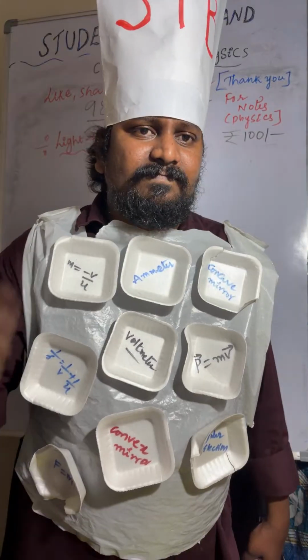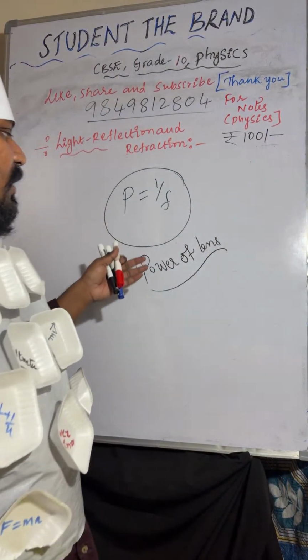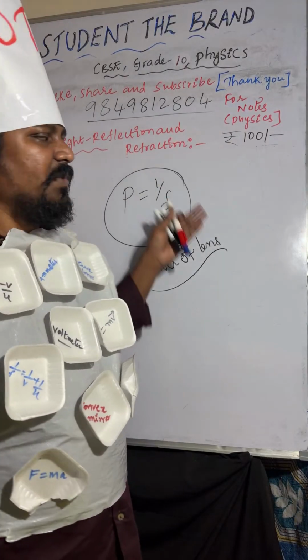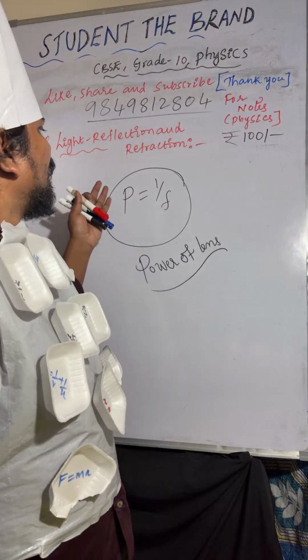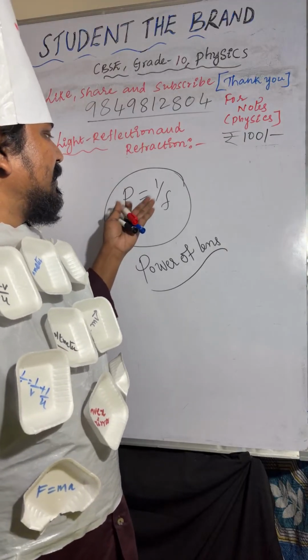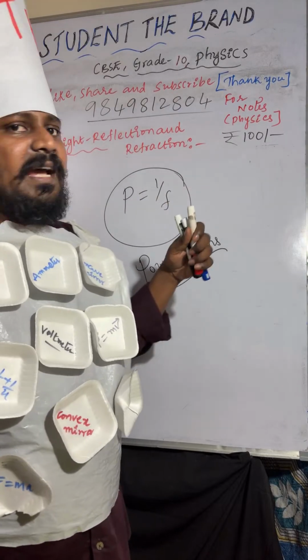Now, power of lens: the reciprocal of focal length is called power of lens. P equal to 1 by F. The SI unit of focal length is meter. The SI unit of power of lens is diopter.